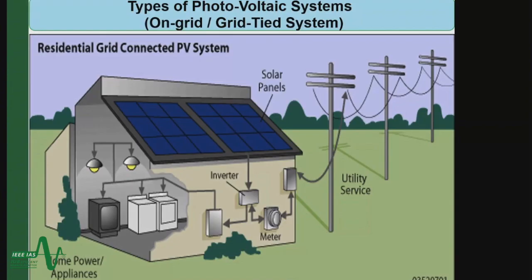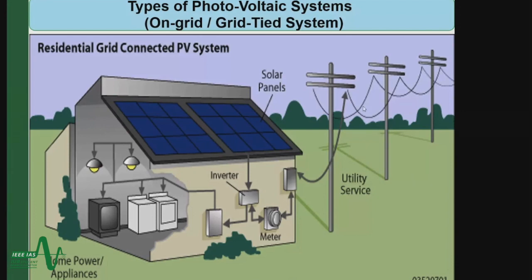So let's come to the photovoltaic systems, the types of photovoltaic system. One is the on-grid system or grid-tie system, and another is the off-grid or standalone system. Let's come to the on-grid system. It is applicable for urban areas or rural areas, it doesn't matter. The household system must be connected with the national grid.